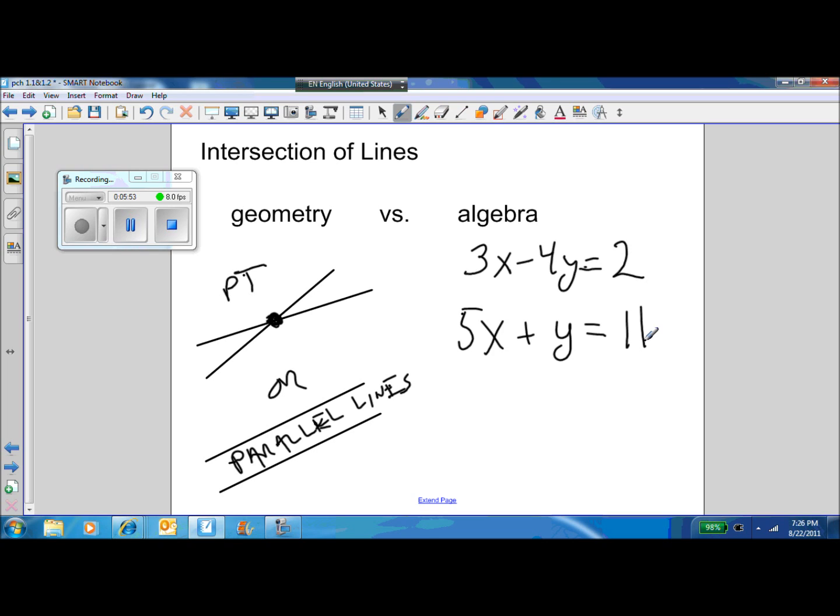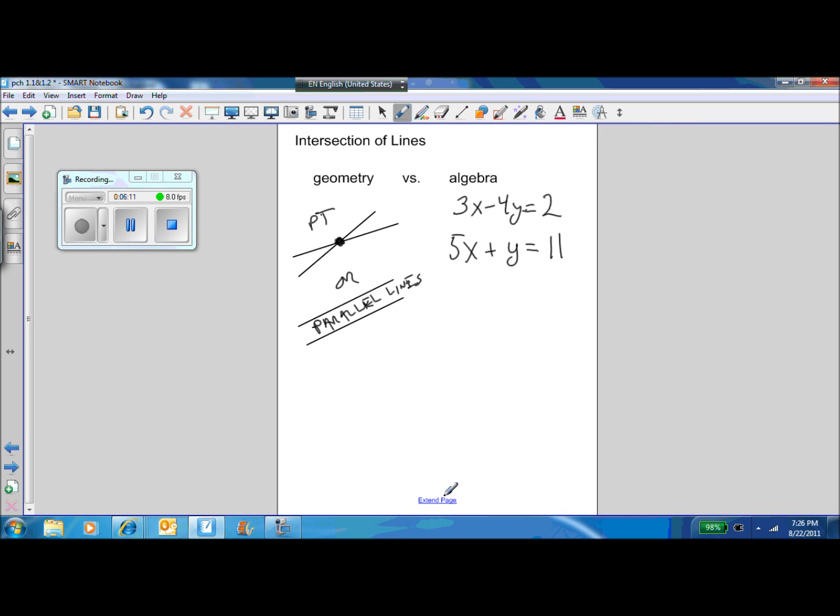Well, that's right. They have to have different slopes. Next we're going to talk about slope in our next section, but you'll see that this has a slope of 3/4 and this has a slope of -5. If they have different slopes, then they can't be parallel, and we won't get this case over here where they don't cross. So let's go on and see if we can solve this system.